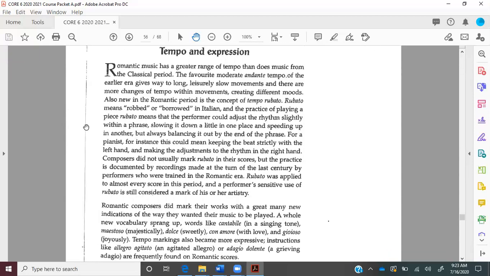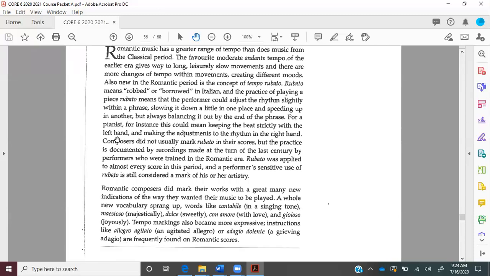Okay, tempo and expression. Romantic music has a greater range of tempo than does music from the classical period. The favorite moderate andante tempo of the earlier era gives way to a long, leisurely, slow movements, and there are more changes of tempo within movements, creating different moods. Also, new in the Romantic period is the concept of tempo rubato. Rubato means robbed or borrowed in Italian, and the practice of playing a piece rubato means that the player can adjust the rhythm slightly within a phrase, slowing it down a little in one place and speeding up in another, but always balancing out by the end of the phrase.